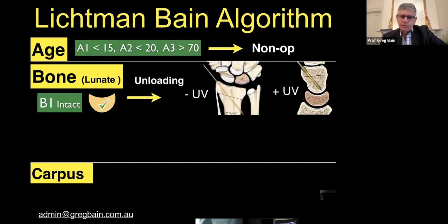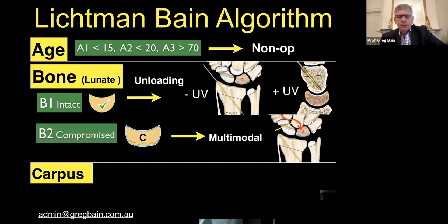So then we go on to B. So this is principally in the age group of between 20 and 70. We look at the type of the lunate. Is the lunate intact? Does the lunate look pretty good? If the lunate looks good, well then let's protect it. Let's consider unloading it, and we would consider a radial shortening osteotomy or a capitate shortening osteotomy.